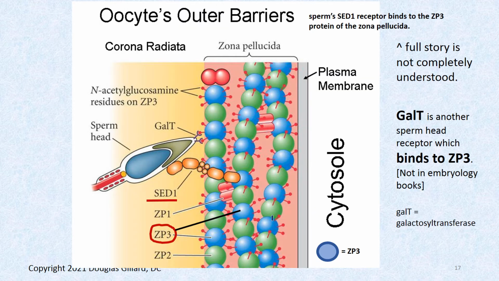What is that? I think we've seen this before. There is SED1 sticking out, and the blue ones are ZP3. So SED1 is this long little kind of snake tongue, and it's binding to the blue ZP3. There's also a GAL-T that can also bind to ZP3. It's not as effective, but it's kind of a backup. So there are two ways to actually bind to ZP3.